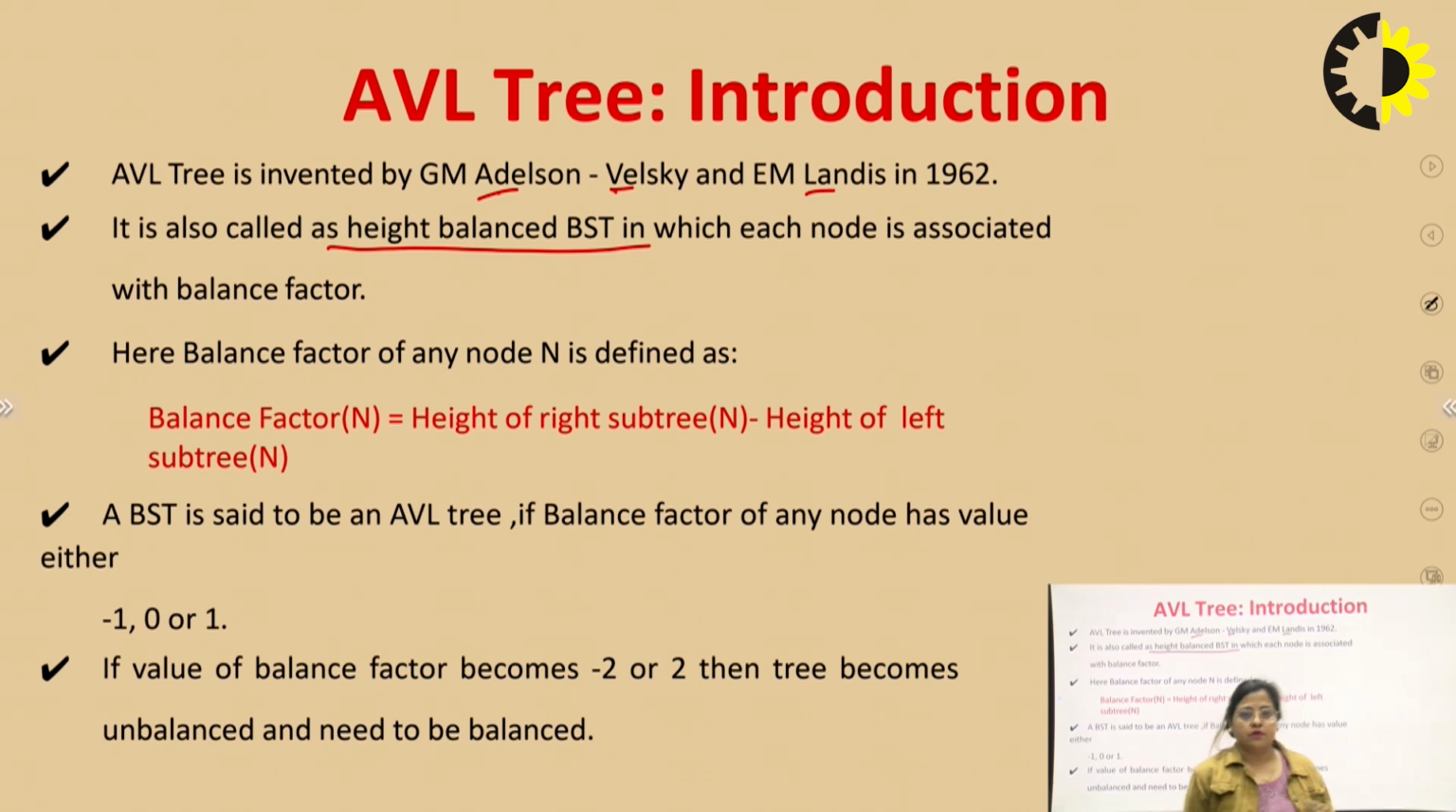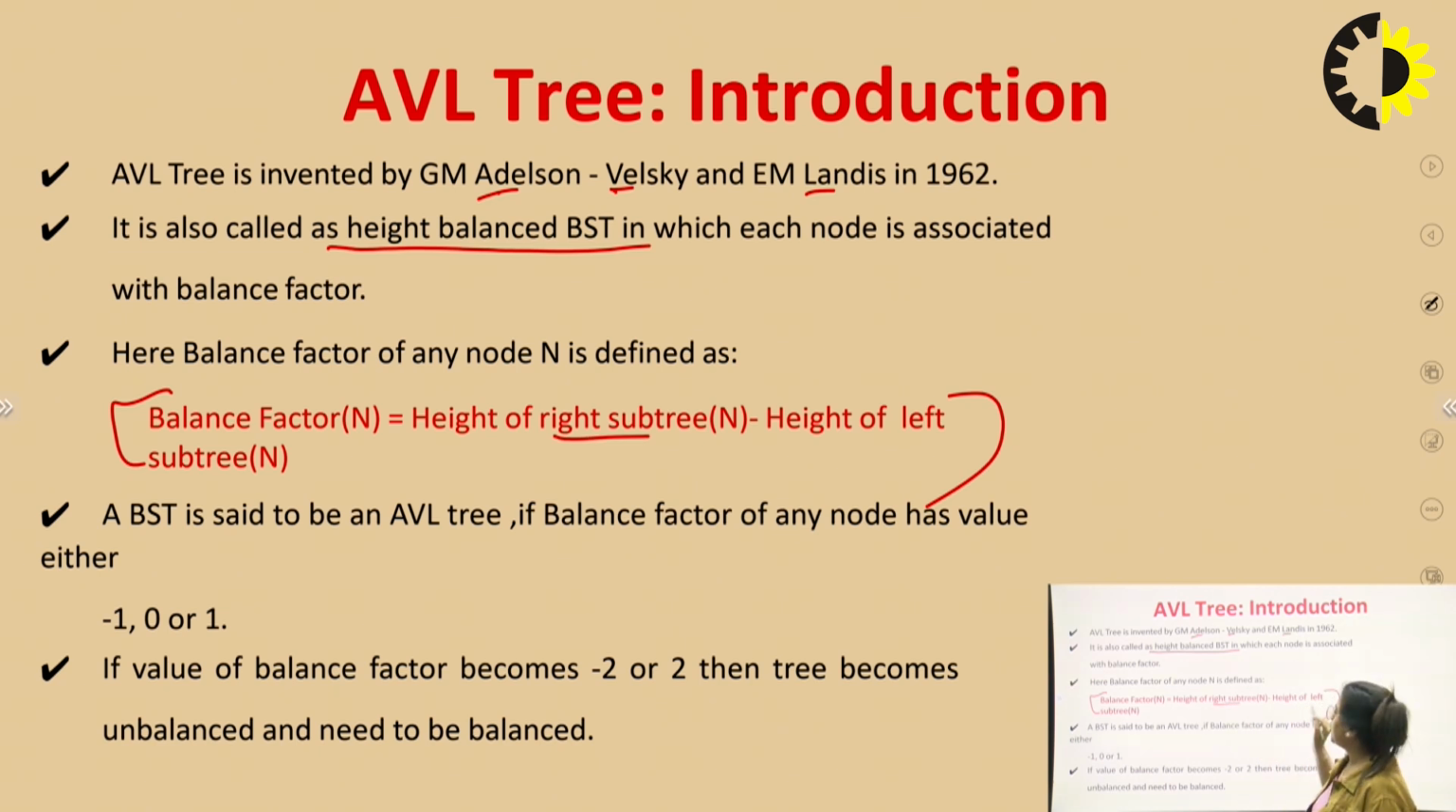Because a BST can create complexity in height, the AVL tree is a height balanced BST in which each node is associated with a balance factor. The balance factor of any node is defined by this formula: balance factor equals height of right subtree minus height of left subtree. So how do we find the height of the right subtree and left subtree?